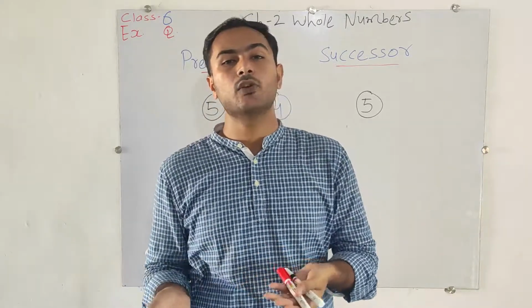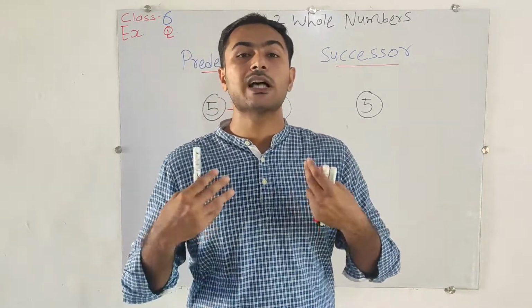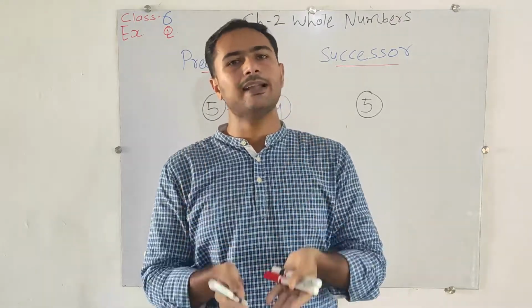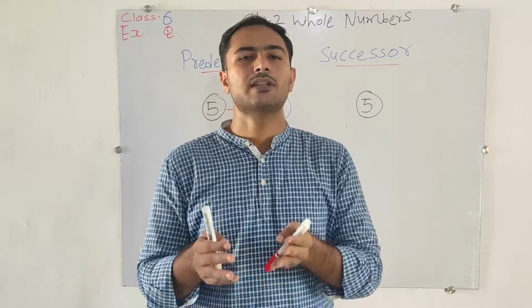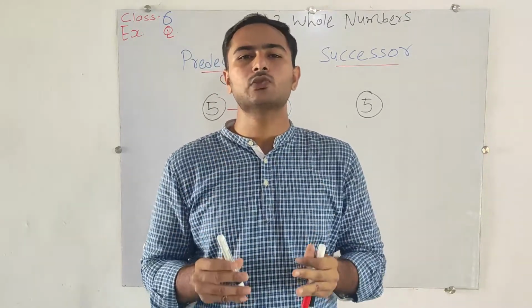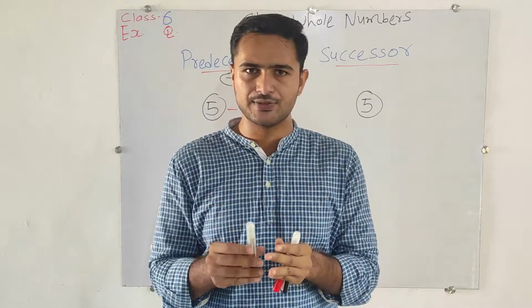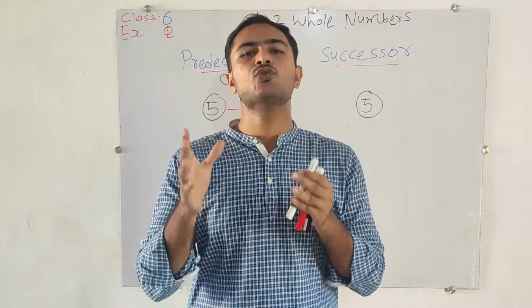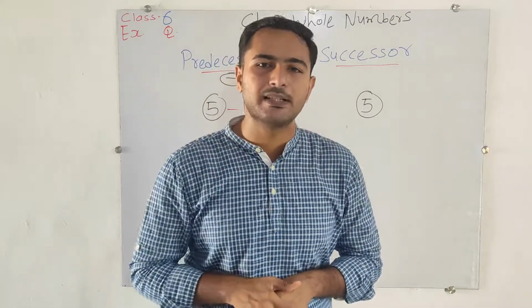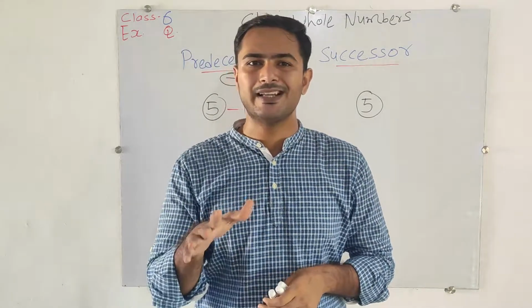Predecessor for 100 will be 99. Predecessor for 1000 will be 999. And predecessor for 10,000 will be 9,999. So in each and every case, for all numbers, whenever you want to find the predecessor, a very simple process is there. You just have to subtract 1 from that number and you will get the predecessor. It's really very easy to do.